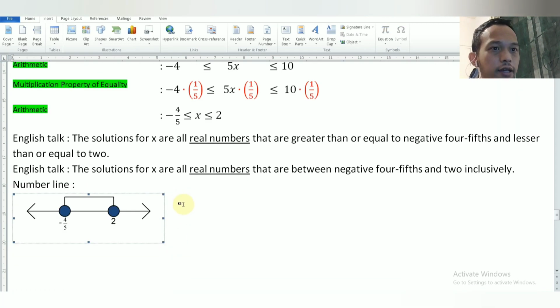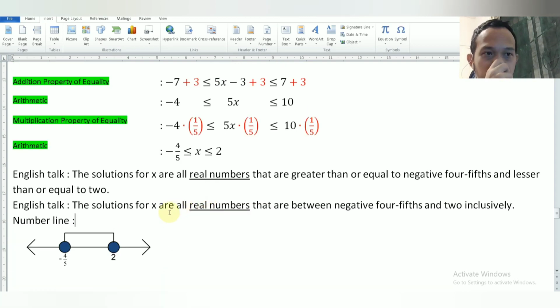So this is your number line. Inclusively means negative 4/5 and 2 are included. So we put closed circles, and this shows that all numbers inside this area will be your solution set. Yes, it's true because we are speaking about all real numbers.